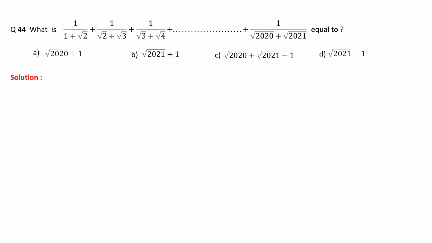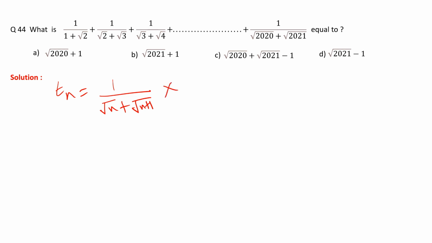Now I can define the general term of this series as 1 upon under root of n plus under root of n plus 1, because when I put n as 1, the first term comes out to be 1 upon 1 plus under root of 2. Similarly, when I put n as 2020, then the last term or the 2020th term comes out to be 1 upon under root 2020 plus under root of 2021.